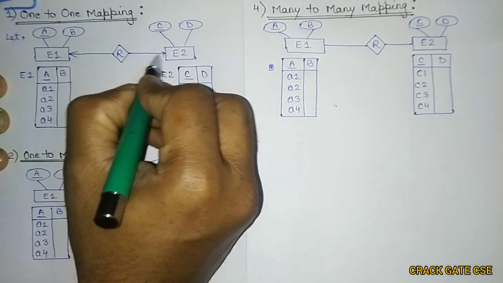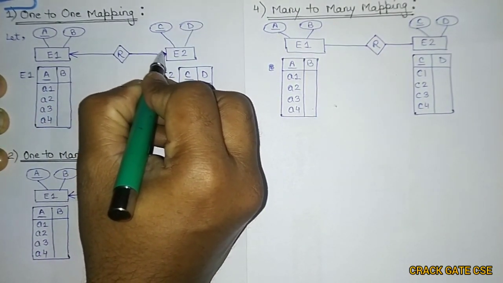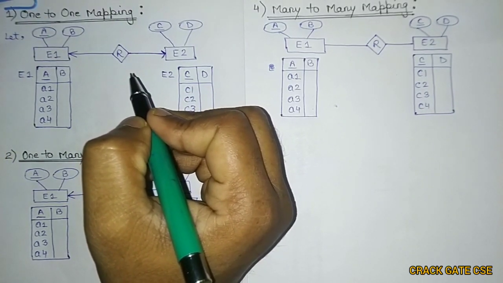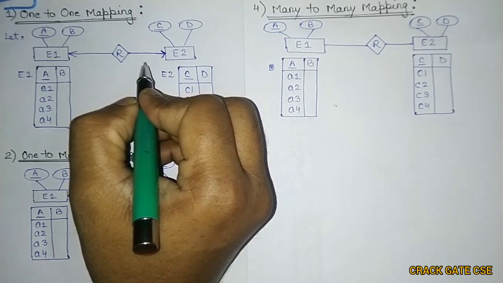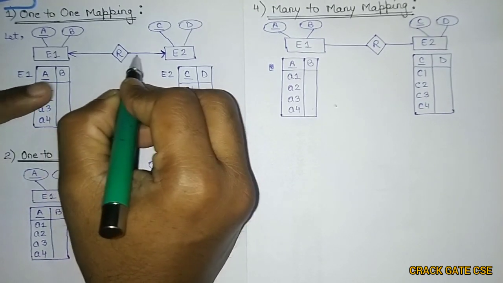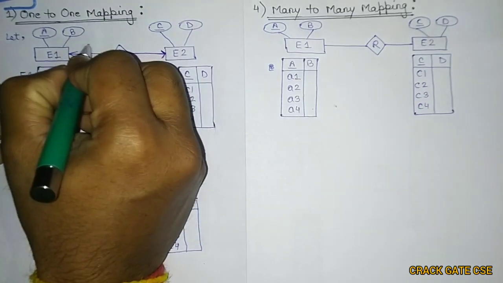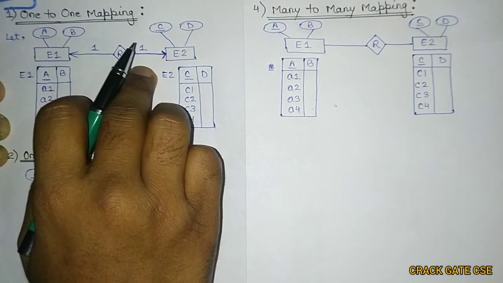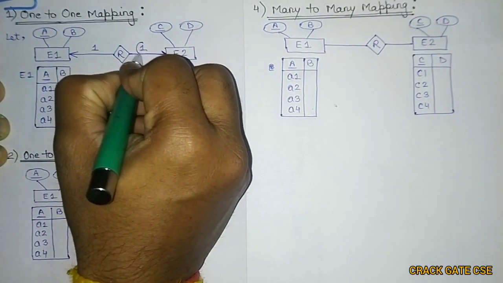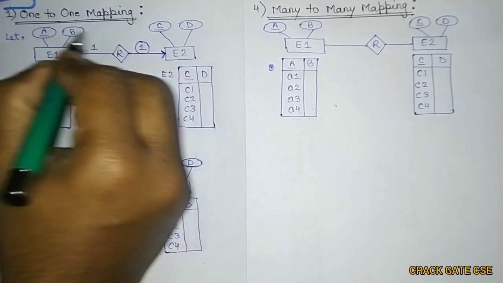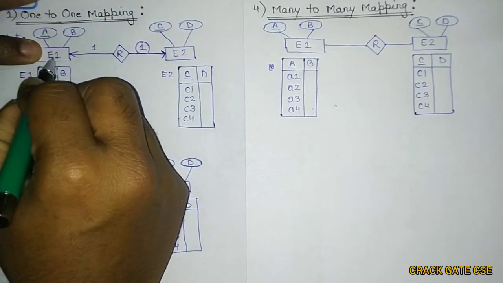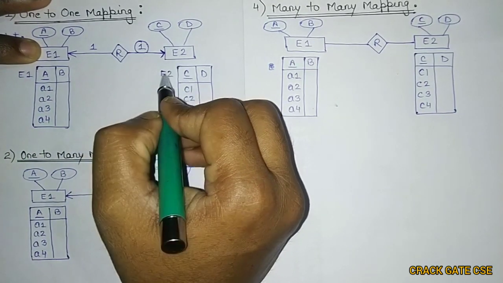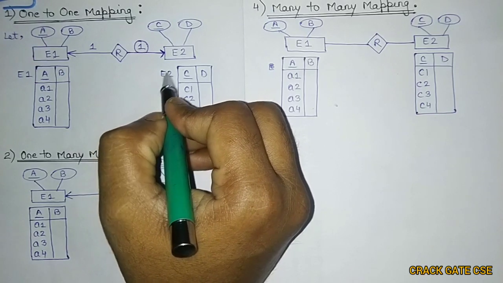One to one. If there is a single line with an arrow, it represents one. If there is no arrow, then it represents many. Here we are having arrows on both sides, that means it is one to one. So this particular right-hand side value is always related with one value; that means these E1 entities will be relating with one value of the particular E2.